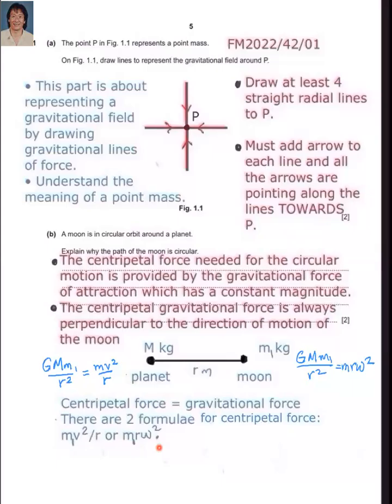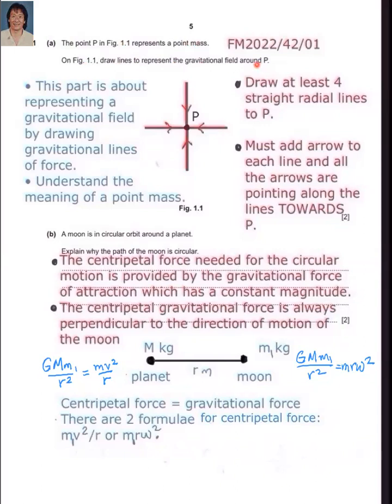This is a Very Much 2022 variant 42 question number 1. The first part can carry 2 marks. The point P in figure 1.1 represents a point mass. Then on figure 1.1, you have to draw lines to represent the gravitational field around P.